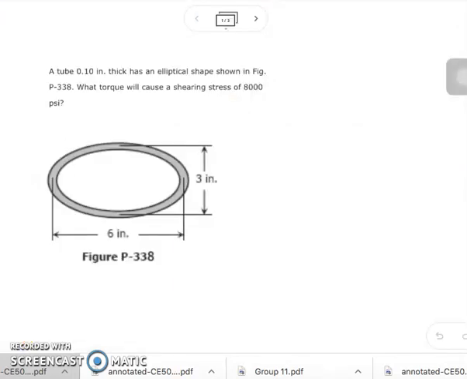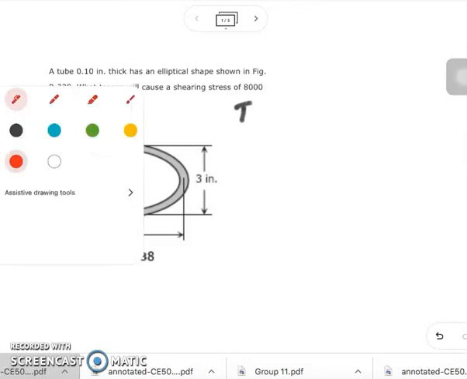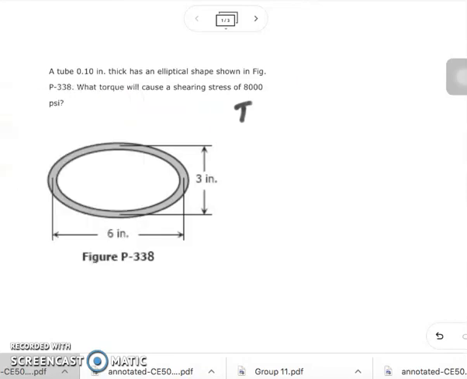For the first problem, a tube which is 0.10 inches thick has an elliptical shape as shown in our figure. What torque will cause a shearing stress of 8,000 psi? So for our problem, we have an ellipse for our figure. For our solution, torque is equal to, from the formula, 2 times the area times the thickness times our shearing stress, which is our tau. For this one, you have to take note, this is an ellipse, so area is equal to pi times a times b.